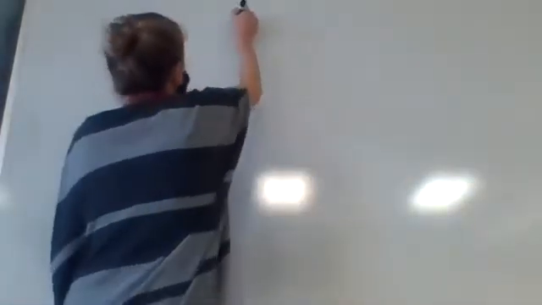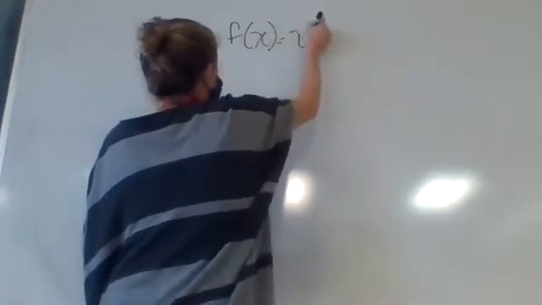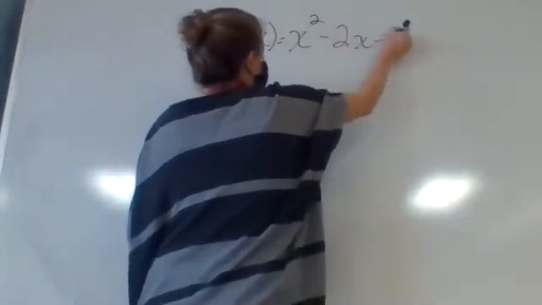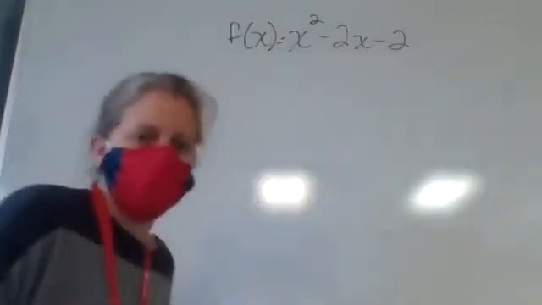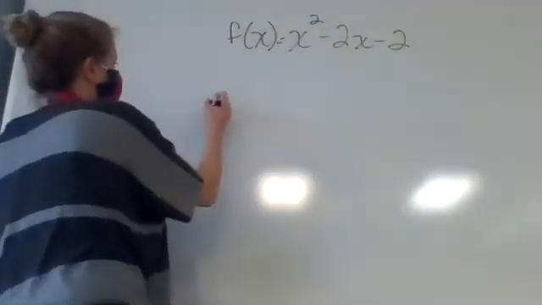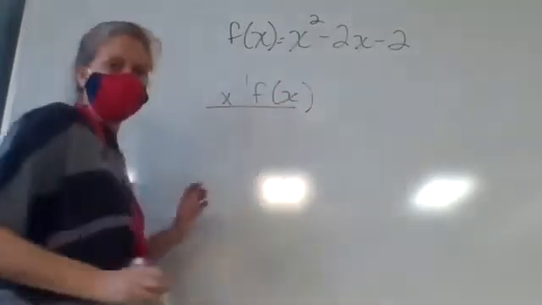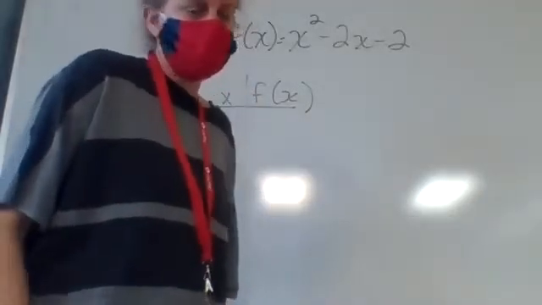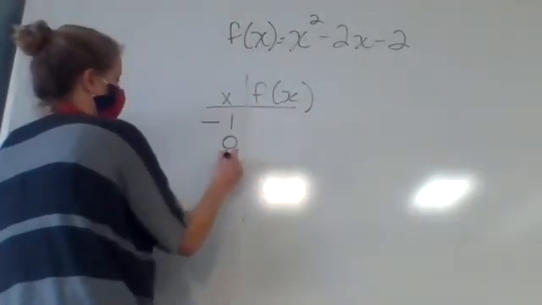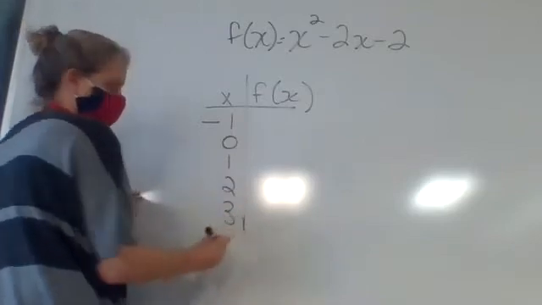We are going to start with number 12. It says to graph the function f of x equals x squared minus 2x minus 2. Then it gives you this little chart with x and f of x, and it gives you the numbers it wants you to use, -1 through 3. So -1, 0, 1, 2, 3.